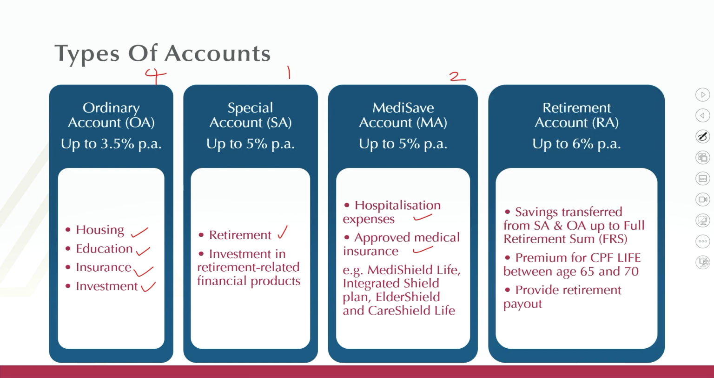All right. So number 4, the 4th account is the retirement account, which is created when we are at 55 years old. There is also only one main purpose or function of this retirement account, which is that it is a holding place for our retirement funds. At 55 years old, savings are transferred from our special and ordinary account to form the full retirement sum. Part of the money inside the retirement account is used to purchase into the annuity premium for CPF Life to give us that lifelong retirement income in our retirement years.